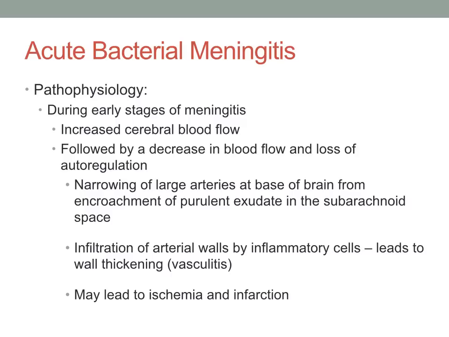So in the early stages of meningitis, you have increased cerebral blood flow, which is good. It's followed by, though, a decrease in blood flow and loss of autoregulation because of the swelling taking place. So you get narrowing of the large arteries at the base of the brain, and that's because of the purulent exudate moving towards them, and it creates that obstructive process in the subarachnoid space. You get infiltration of the arterial walls by the inflammatory cells, which leads to them thickening, and you get a vasculitis. This can lead to ischemia and infarction.